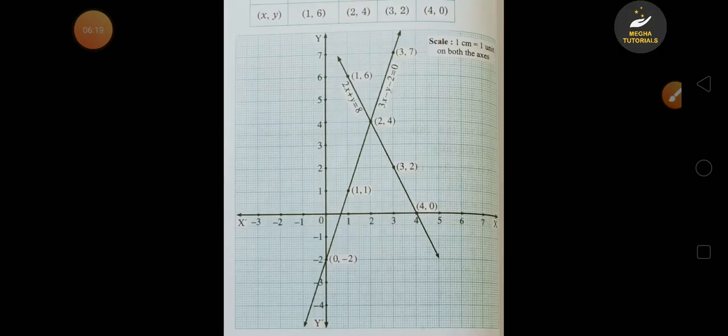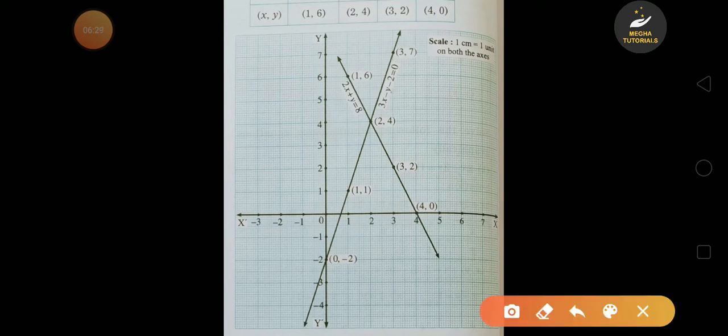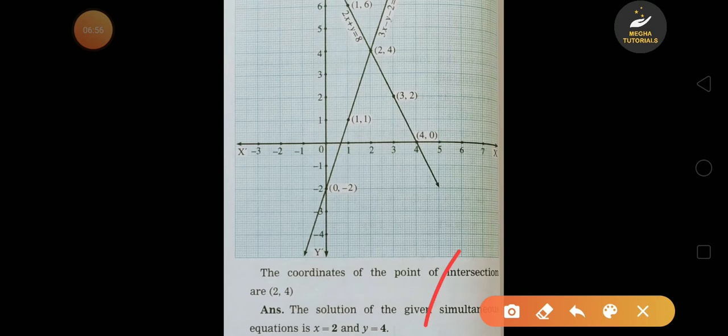So the first step in the graph paper will be to draw a proper Cartesian plane, that is x axis, y axis and scale. Okay, then for 3x minus y minus 2 is equal to 0, for this equation we will get a straight line like this, and for the equation 2x plus y is equal to 8 we will get a straight line like this. So the point of intersection of these two lines is 2 comma 4, therefore the solution for the given equations is 2 comma 4. So this is the final answer.